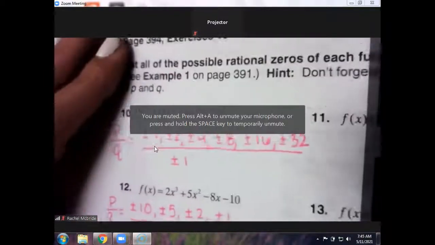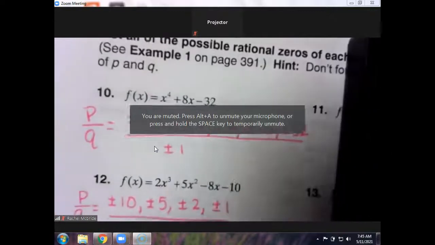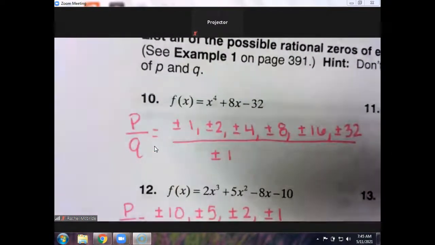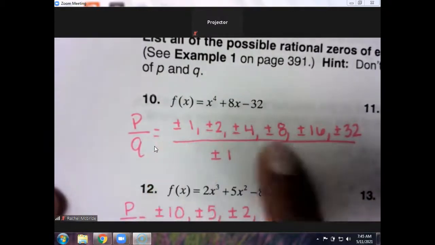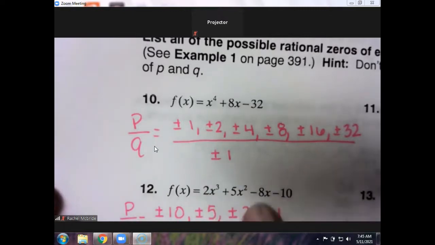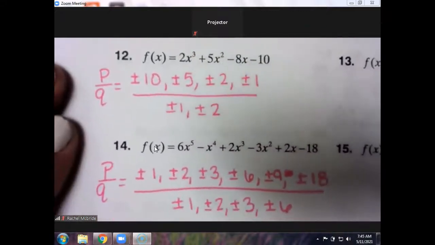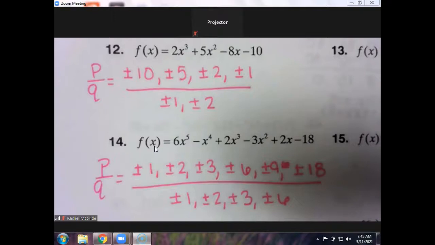Alright, so for number 10, remember you were supposed to find the factors of the top over the factors of the bottom. So you took the factors of 32 with plus or minuses over the factors of 1. Okay, and then 12 and 14, just going down to start.